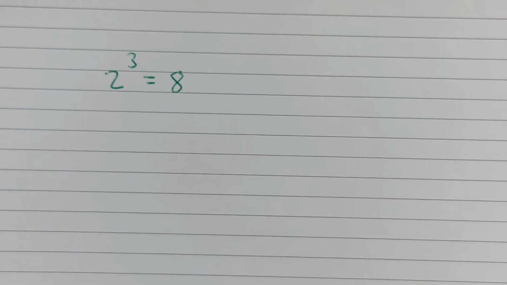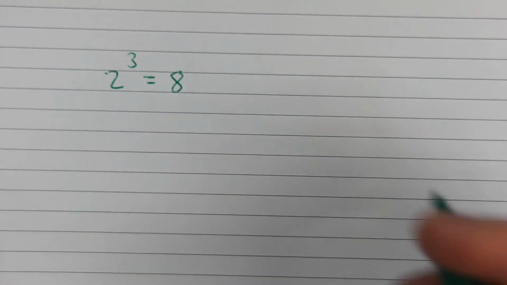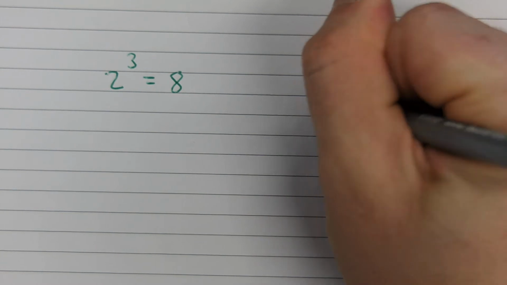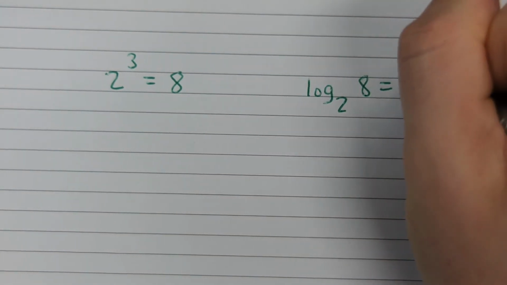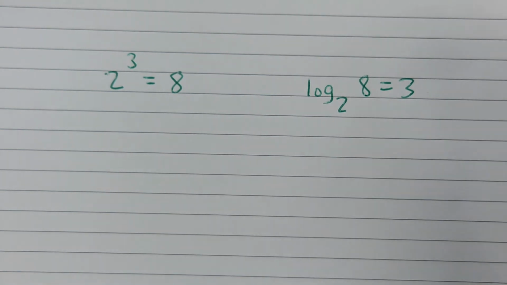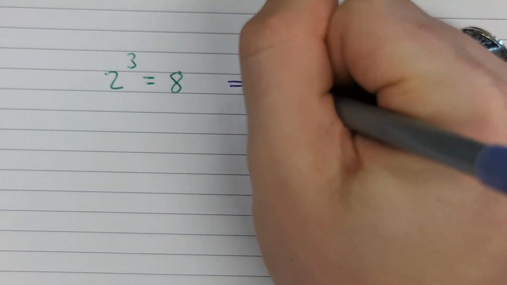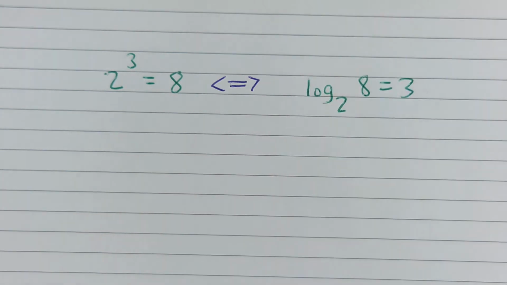This is the exponential way of writing this absolutely true statement. The logarithmic way of writing this absolutely true statement is log base 2 of 8 equals 3. These two statements say exactly the same information. They just say it in different ways.